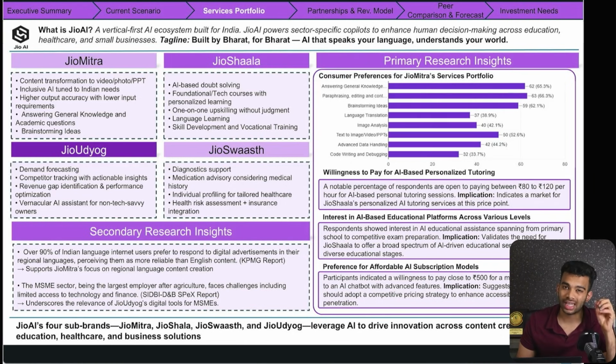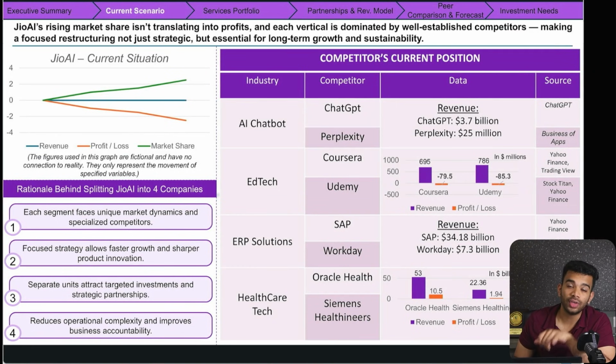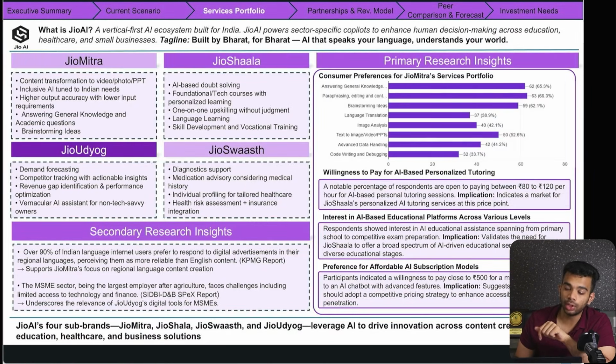The next one is the services portfolio, meaning in detail we are explaining now what is it that JioAI and all of its verticals are going to provide. Now here is where the interesting part comes in, the primary research. We conducted primary research of close to 100 people. We circulated Google Forms and we got insights, and those insights are the basis of which we have figured out the pricing structure that I'll be showing you in a second.